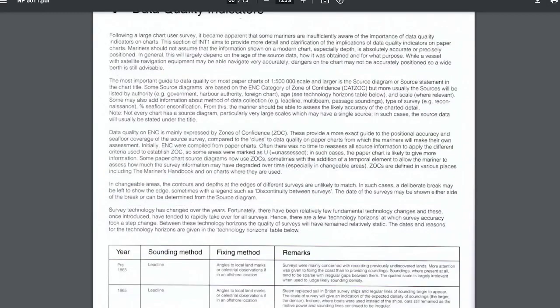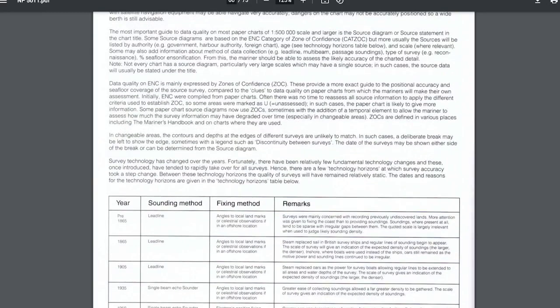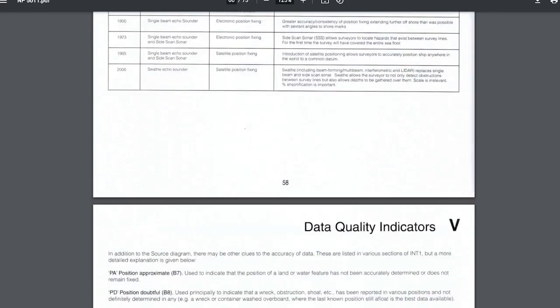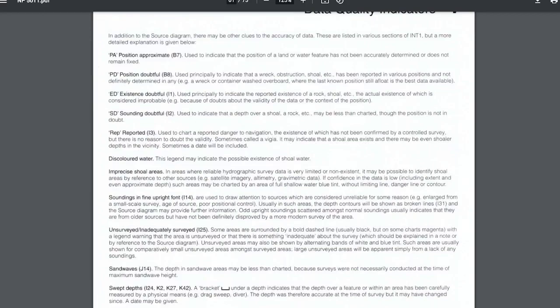Data quality indicators, CATZOC. You know what CATZOC means. It basically tells you how reliable the information is with those six stars. The more stars, the more accurate the depth or whatever the indication is.